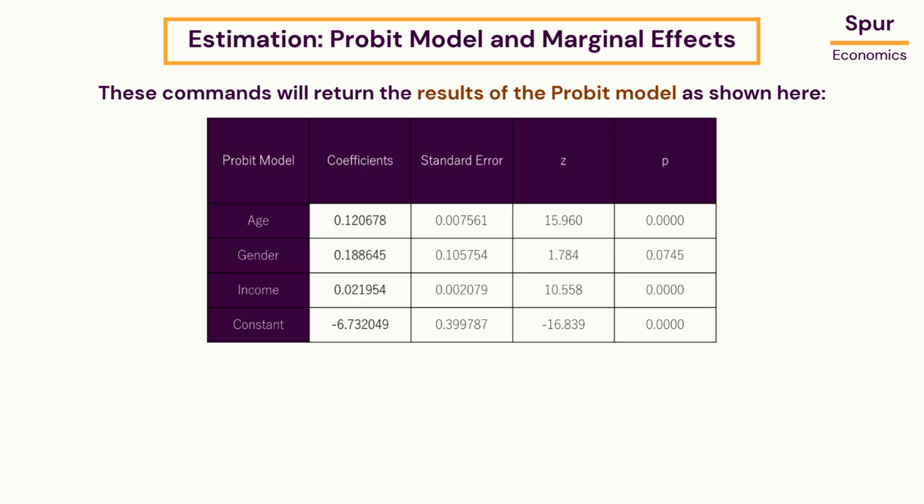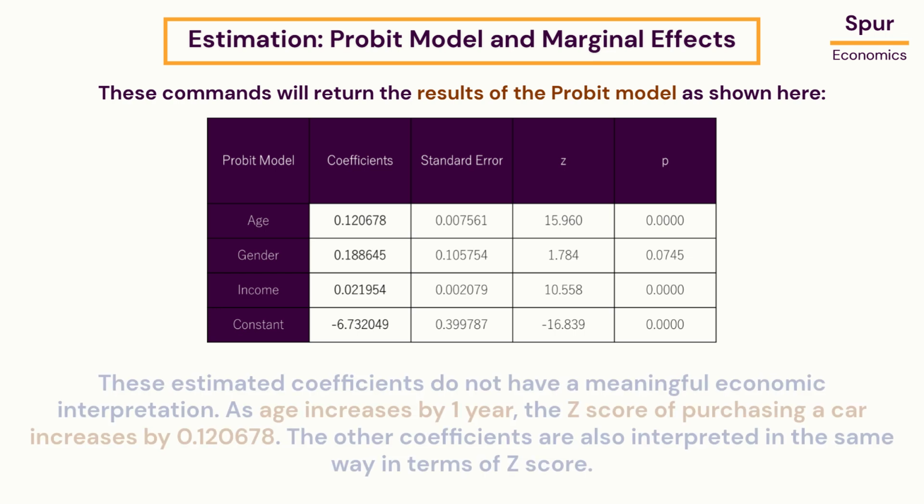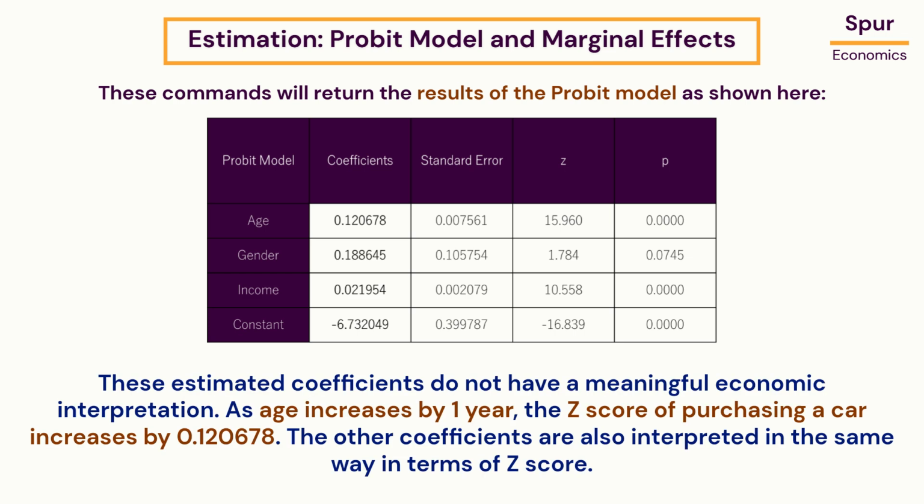These commands will return the results of the Probit model as shown here. Again, these estimated coefficients do not have a meaningful economic interpretation. As age increases by 1 year, the z-score of purchasing a car increases by 0.120678. The other coefficients are also interpreted in the same way in terms of z-score.